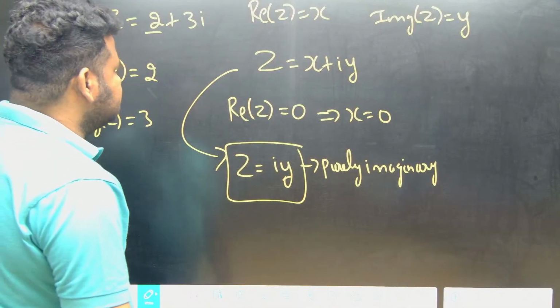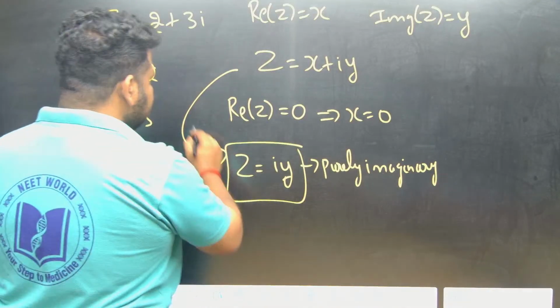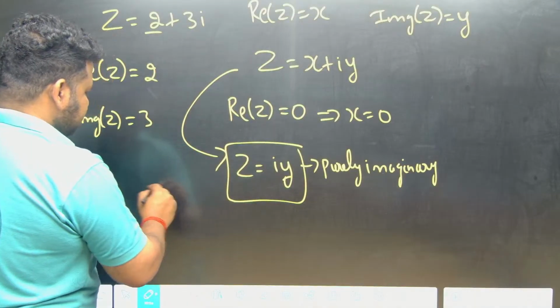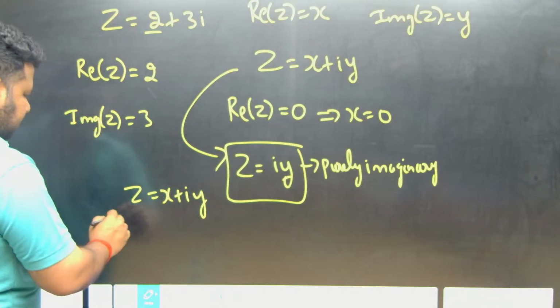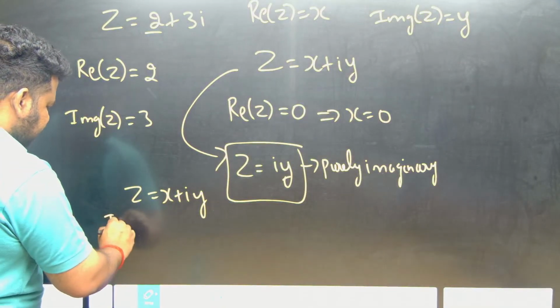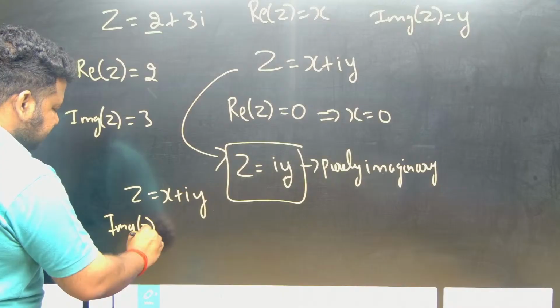Okay. Similarly, if z is equal to x plus iy, and I say the imaginary part of z is equal to 0.